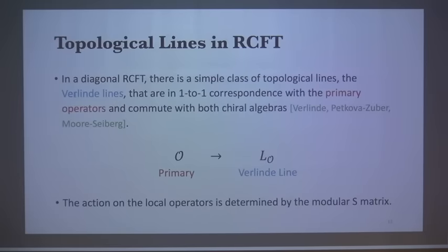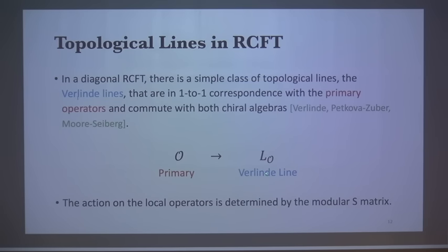So those are the abstract formal properties of topological lines. Now let's move on to examples. So consider a diagonal rational CFT. In any diagonal rational CFT, there's a simple class of topological lines, sometimes called the Verlinde lines, that are in one-to-one correspondence with the primary operators in the rational CFT. Those Verlinde lines will commute with both the left and the right chiral algebras. So for each primary operator, there's a corresponding Verlinde line.